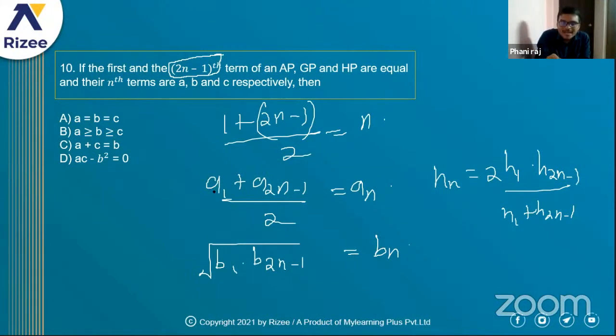Now we see all of them are equal. A1 equals B1 equals H1. Why? Because the first terms are equal. A2n minus 1 equals B2n minus 1 equals H2n minus 1. Those are also equal because the 2n minus 1 terms are also equal. Now we'll compute them, obviously, right?